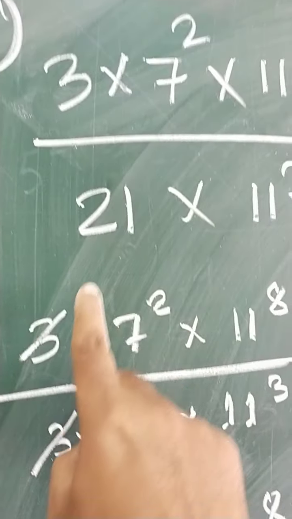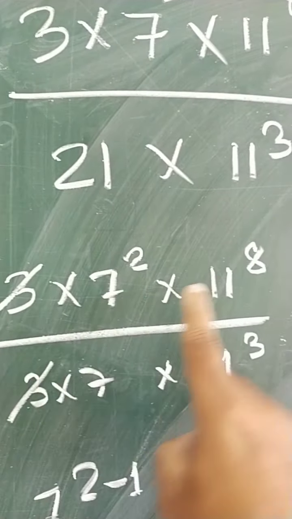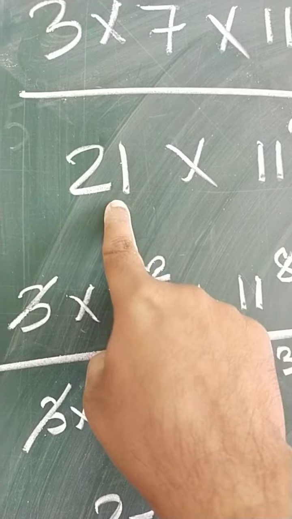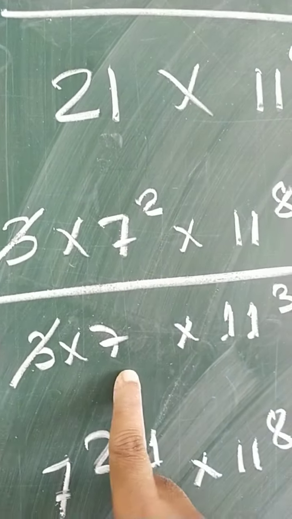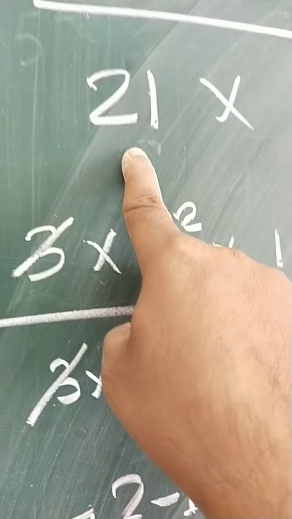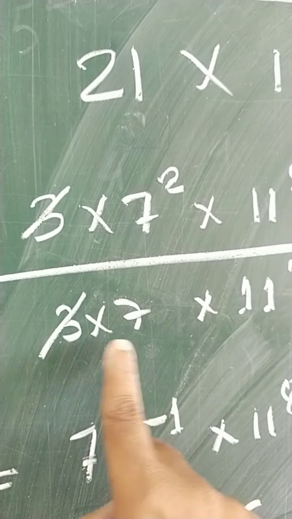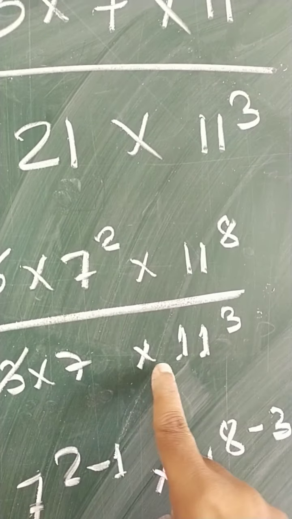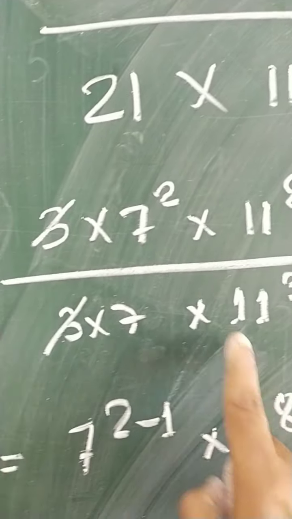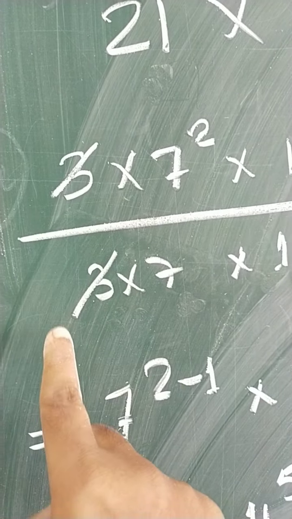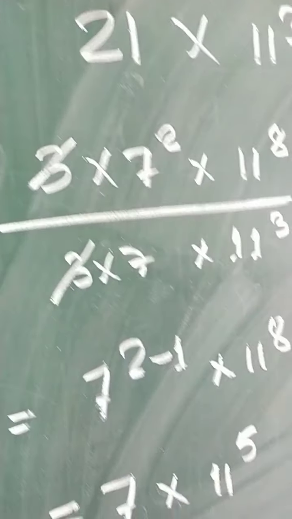Okay, so what I have done is, in the numerator I have written the same thing, but in the denominator in place of 21 I have written 3 into 7, because if you do the prime factorization of 21 you will get these two numbers, that is 3 and 7. So 3 into 7 into 11 to the power 3. Now these two numbers are quite similar to each other, so I have cancelled those two numbers.